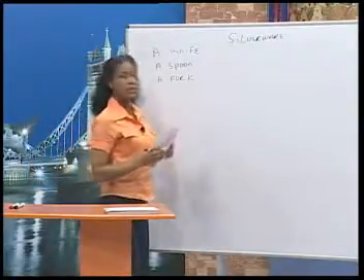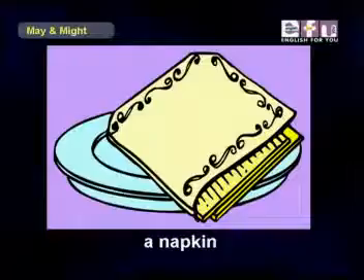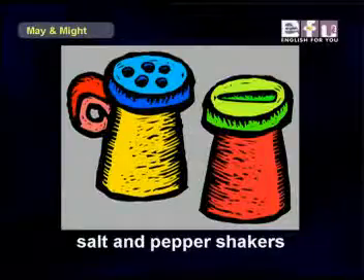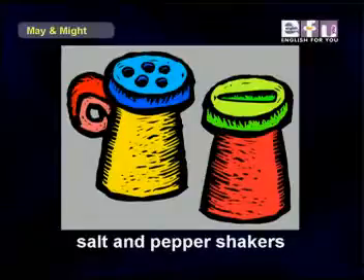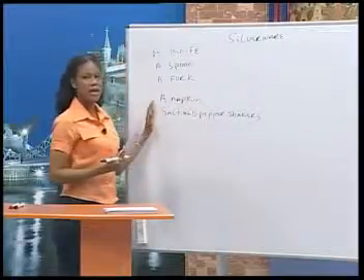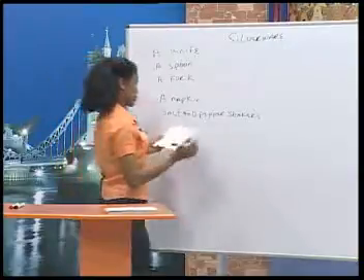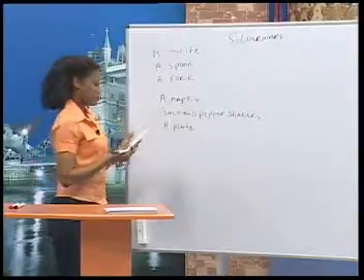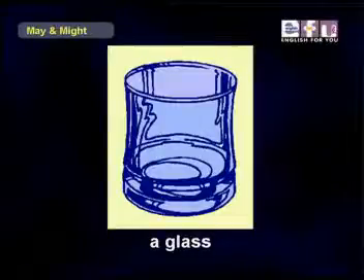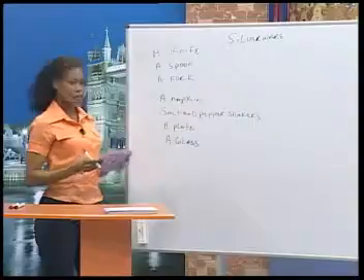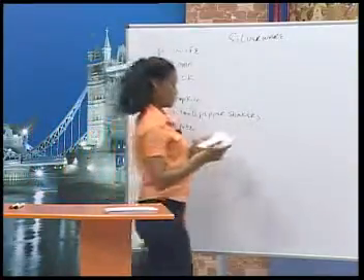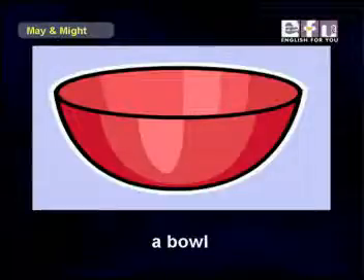We also need other things to eat. A napkin, salt and pepper shakers. We need a plate, a glass. When we eat soup, we need a bowl.